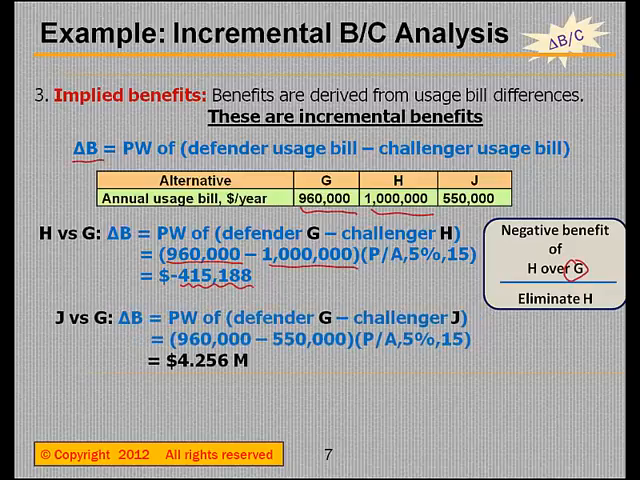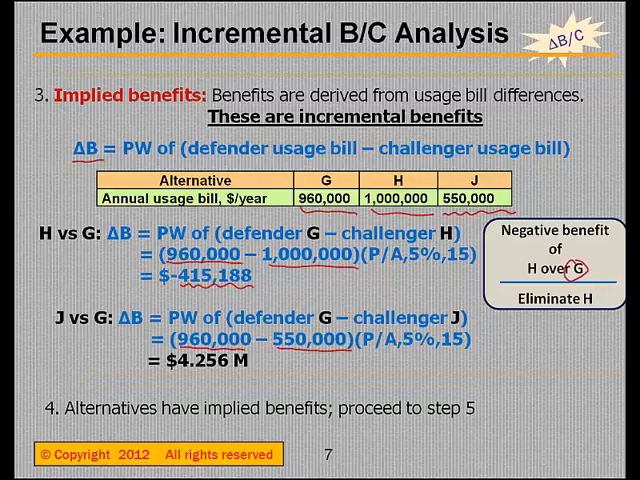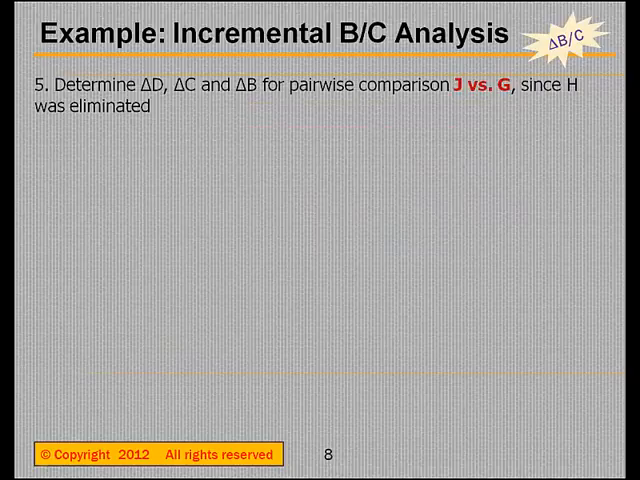The second and last comparison is J versus G. Now defender G has a larger usage bill than J, that is $960,000 versus $550,000 for J, shown here in the estimate table. The present worth of $4.256 million is the incremental benefit of J over G. Step 4 is for direct benefits only. Since the benefits are implied, we skip step 4. We need the remaining incremental values for disbenefits and costs to complete the J versus G comparison.